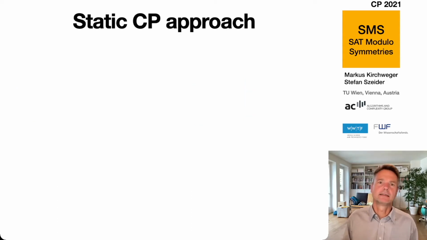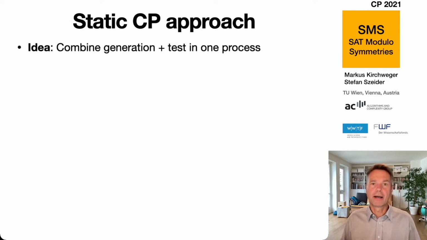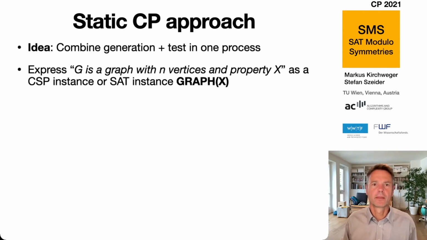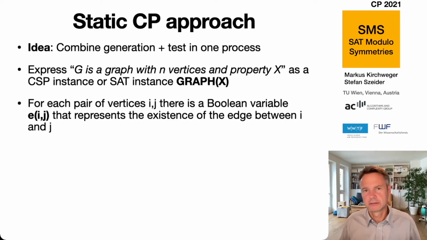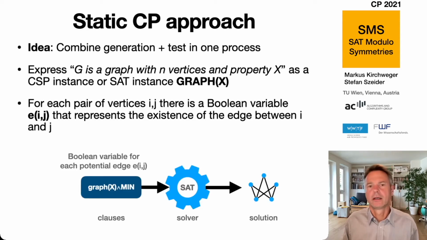So a static CP approach would proceed like this. We combine the generation and the test in one process. We take the conjunction of 2 constraints. One constraint represents the graph property. Let's call it graph x. And in this encoding, for each pair of vertices i and j, we have a Boolean variable that's true if this edge is present. We can now take this encoding, feed it to a SAT or CP solver, and it will then only generate graphs modulo isomorphism. However, this approach has one problem.